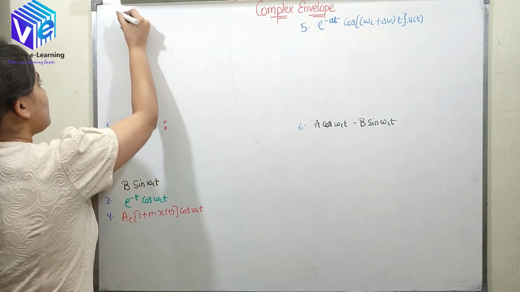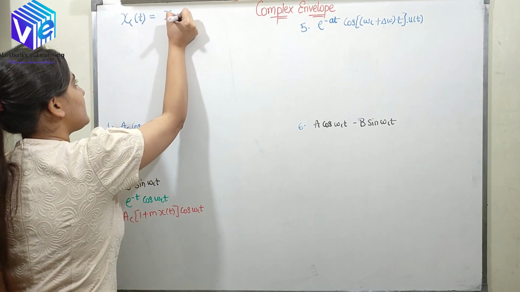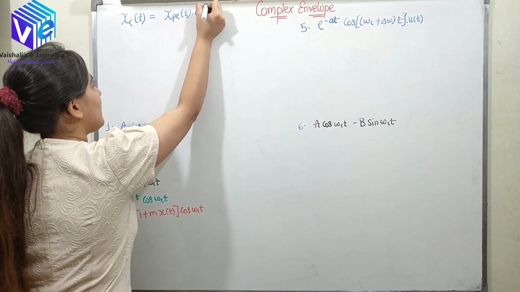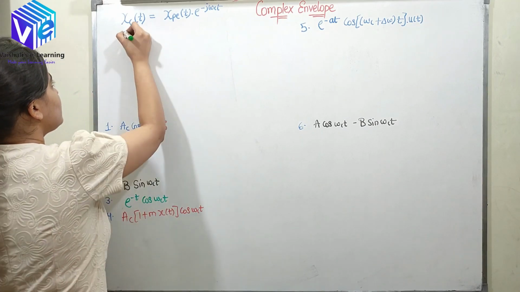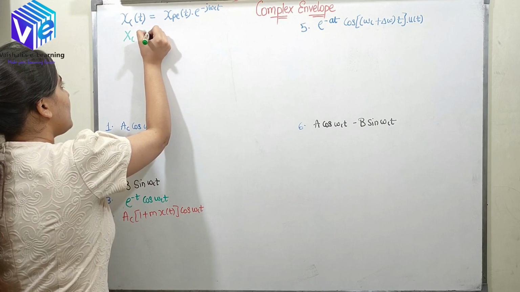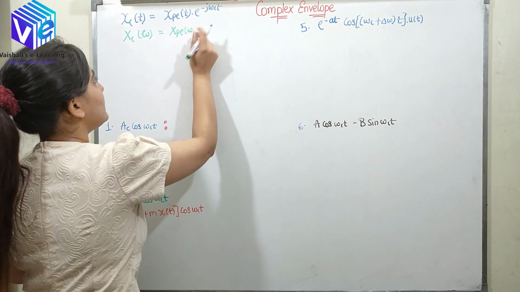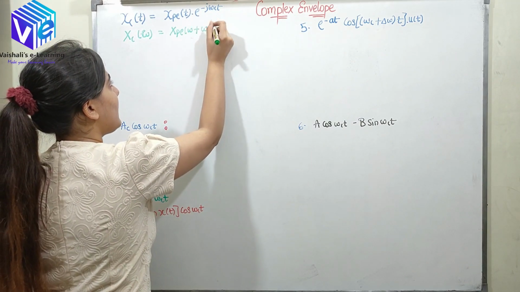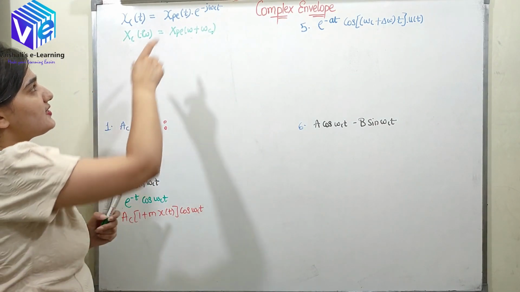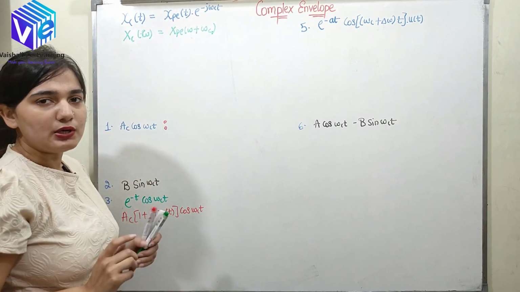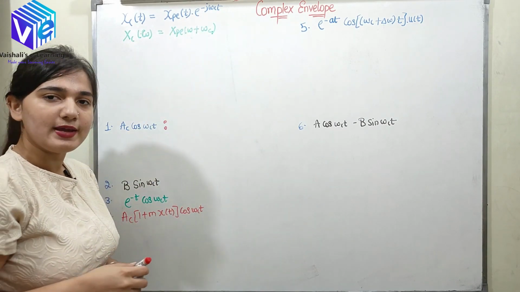I'll represent the complex envelope by xc(t). It is represented as xp(t) multiplied by e raised to power minus j omega c t. Now how can I represent it in the frequency domain? Xc(omega) is represented as xp(omega plus omega c). This is the frequency shift property. This is the frequency shifting of the pre-envelope only. So the complex envelope is the multiplication of the pre-envelope by e raised to power minus j omega c t.